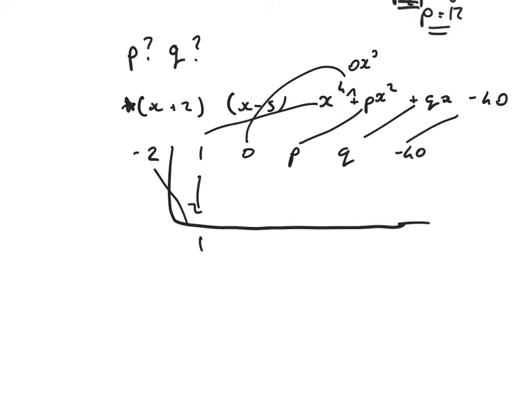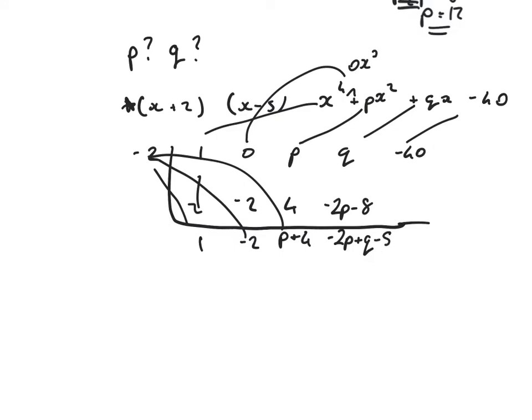Drop the 1 down. 1 times minus 2 is minus 2. Minus 2 plus 0 is minus 2. Minus 2 times minus 2 is 4. p plus 4 is just p plus 4. p plus 4 times minus 2 is minus 2p minus 8. Minus 2p minus 8 plus q. So that's minus 2p plus q minus 8.